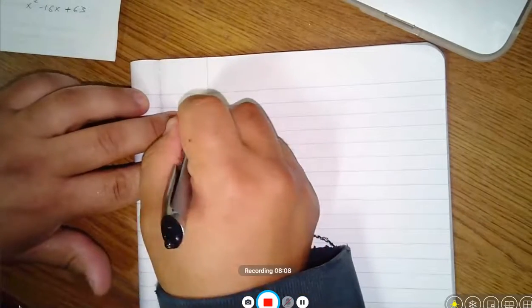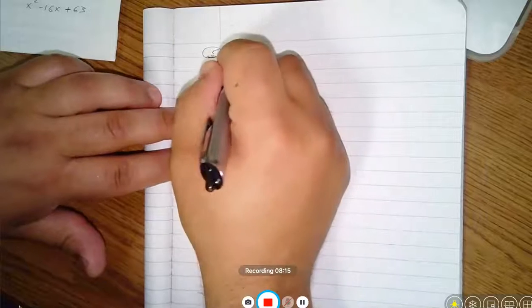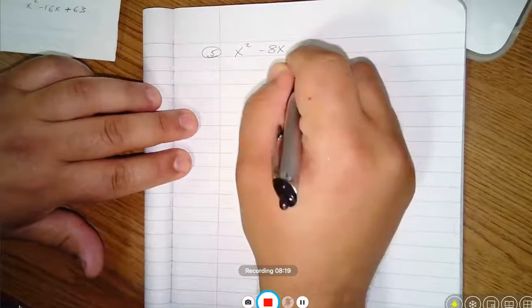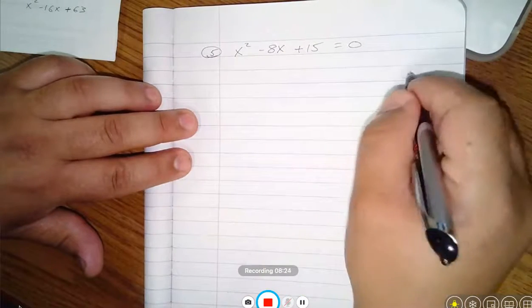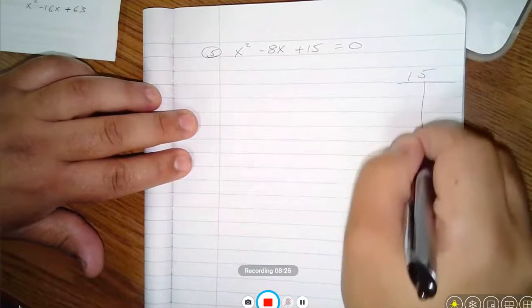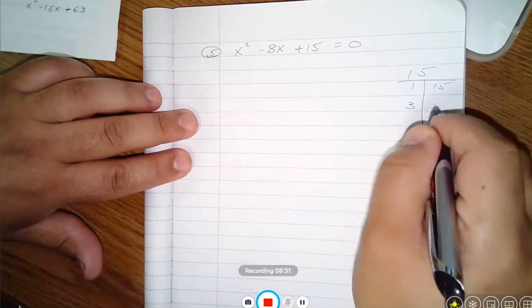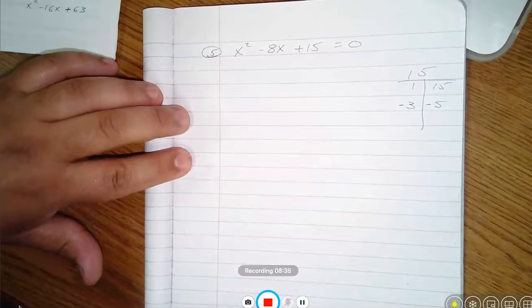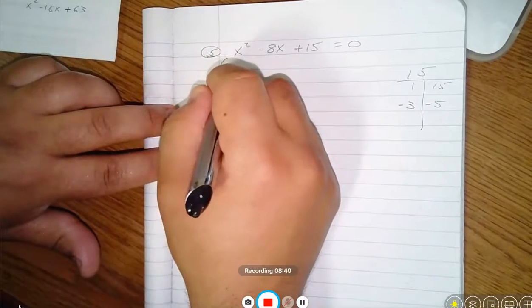Let's do problem number 5. X squared minus 8x plus 15 equals 0. Again, this time I'm finding my factors of 15. I know 1 and 15, but that's not going to work. I know 3 and 5. Well, if they're both negative, they multiply to a positive 15, and they combine to a negative 8. So that has to be my set of factors.